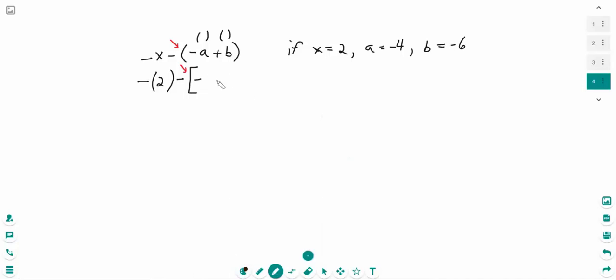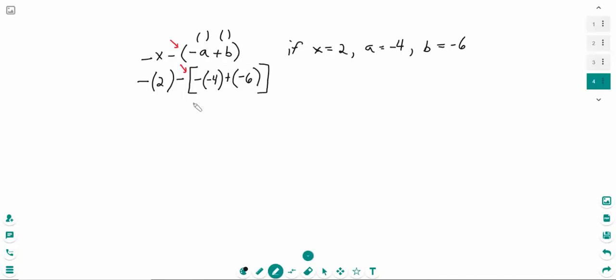I'm going to have my minus, and then I'm going to have my set of parentheses here for the a. Now the a is a negative 4, so inside we're going to write a negative 4. All right, then I have a plus sign, and then I have a set of parentheses for my b, and my b is a negative 6, so I'll write a negative 6 in there. And then I have my closing parenthesis here, which I've replaced with a bracket. So this is going to be my closing bracket.